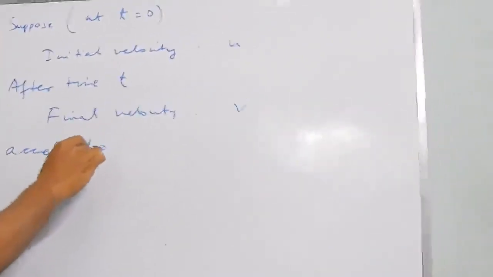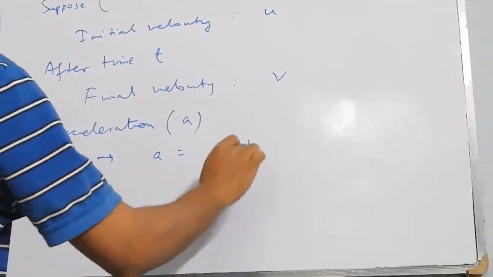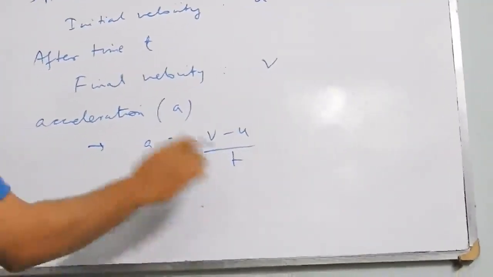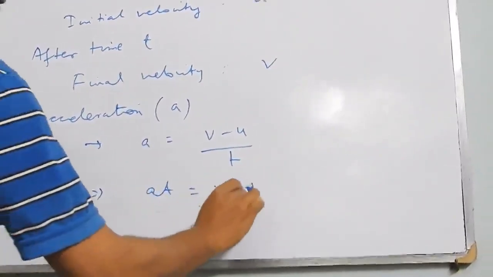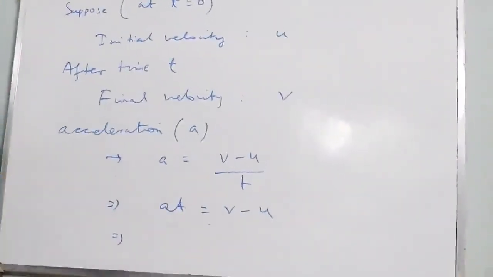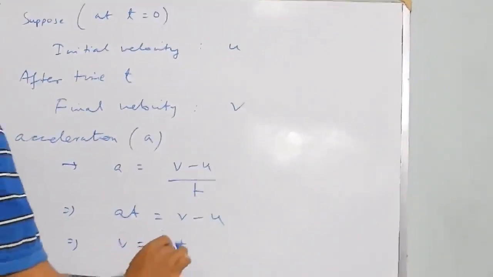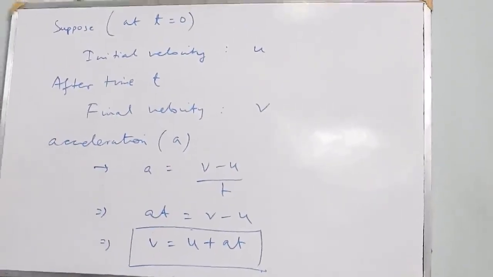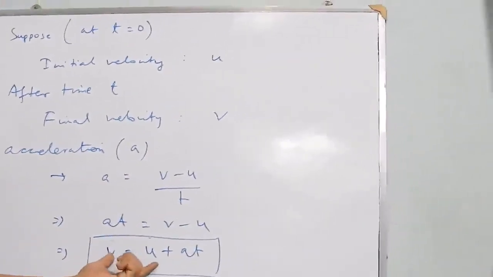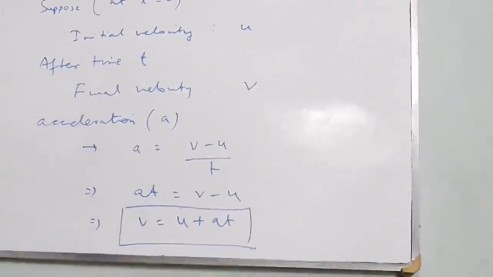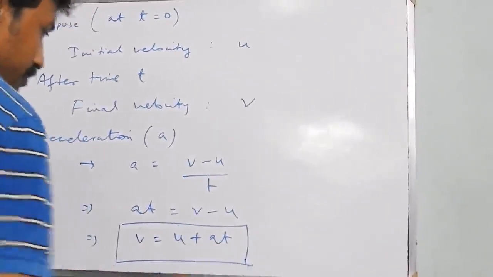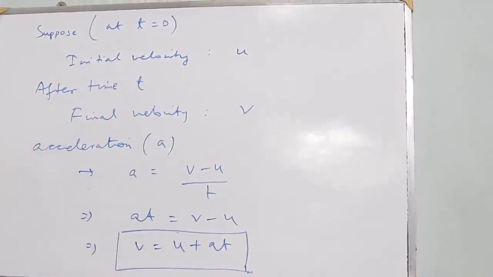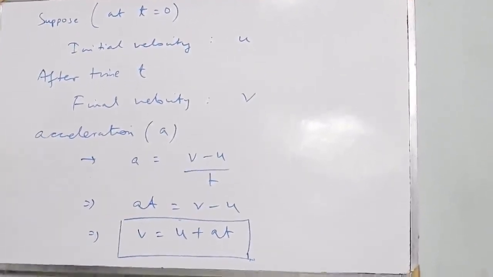Then the acceleration, let me denote it by a. This acceleration is equal to increase in velocity by time. So if you cross multiply it, then we write at equal to v minus u, which means u is taken to the right hand side. So v equal to u plus at will be the equation that establishes the relationship between initial velocity, final velocity, acceleration and time taken. So this is an equation which is valid for a body moving with variable velocity and constant acceleration along a straight line.